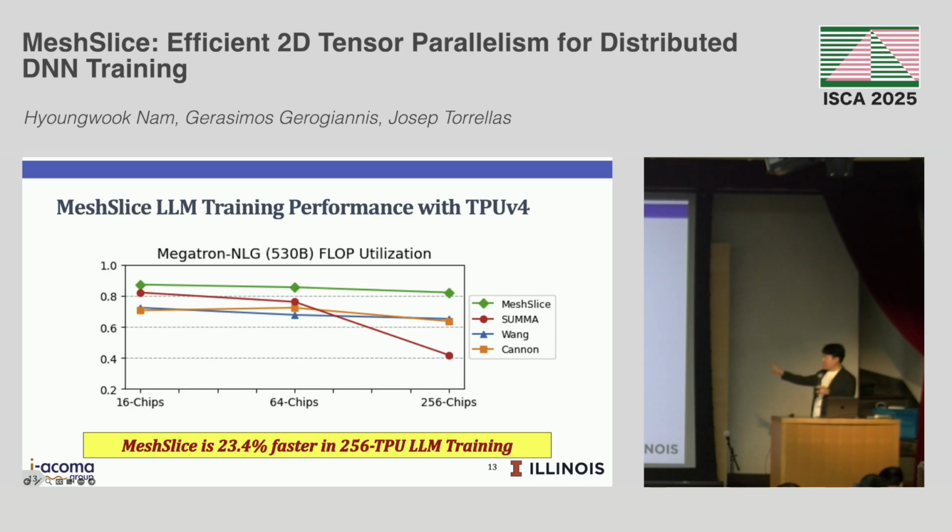Note that although this is 256 chips, this is only tensor parallelism. That means if you stack data parallelism and pipeline parallelism, you may scale up to, let's say, a million chips, given the existing scales of clusters. Finally, MeshSlice in a 256-chip cluster is 23.4% faster than the state-of-the-art in LLM training here.